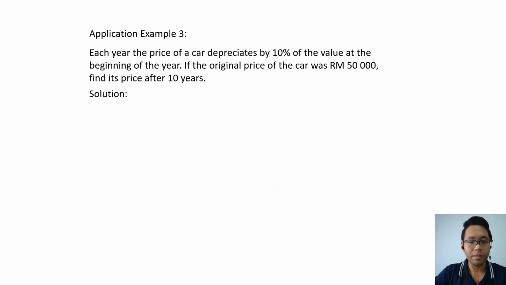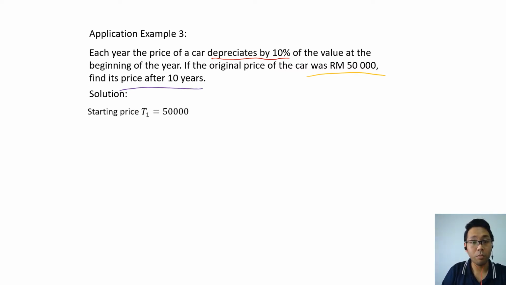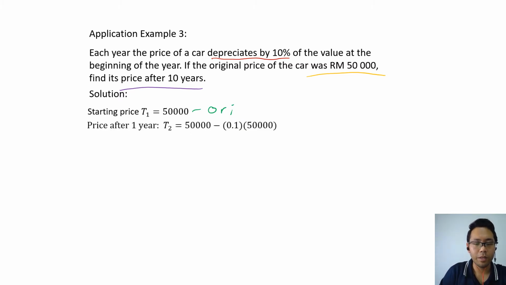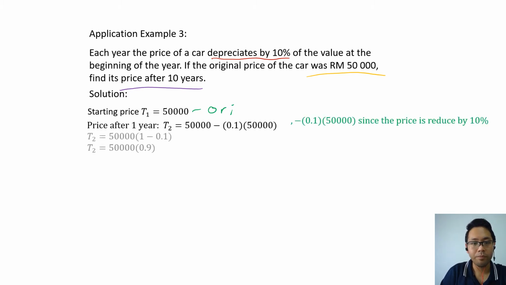Okay, so let's start the third example, where it says the price of a car depreciates by 10%. So it means it is reduced by 10%. The original price is 50,000 and we want to find the price after 10 years. Okay, I'm just going to show you some of the formal steps. T1 is the original price. After 1 year, T2, the price is reduced, y minus 0.1, because the price is reduced by 10%. So we can look here where the T2 is where it is reduced.